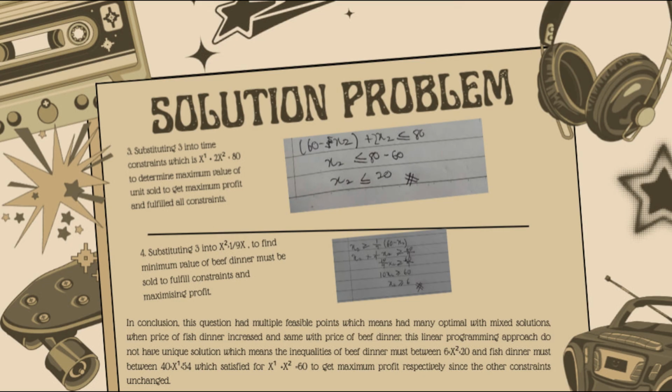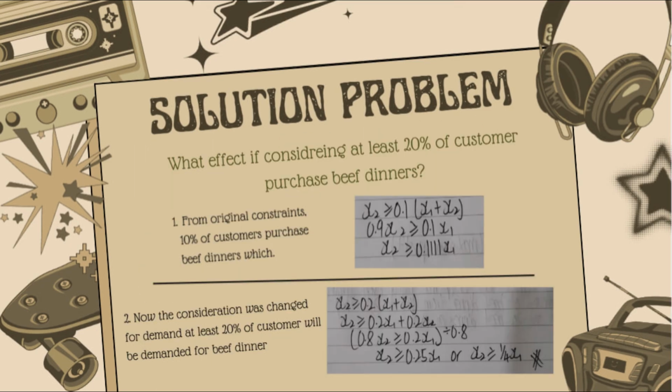other constraints are unchanged. For this part, what happens to the maximum profit if we increase the required minimum demand for beef dinners x2 from 10% to 20%?